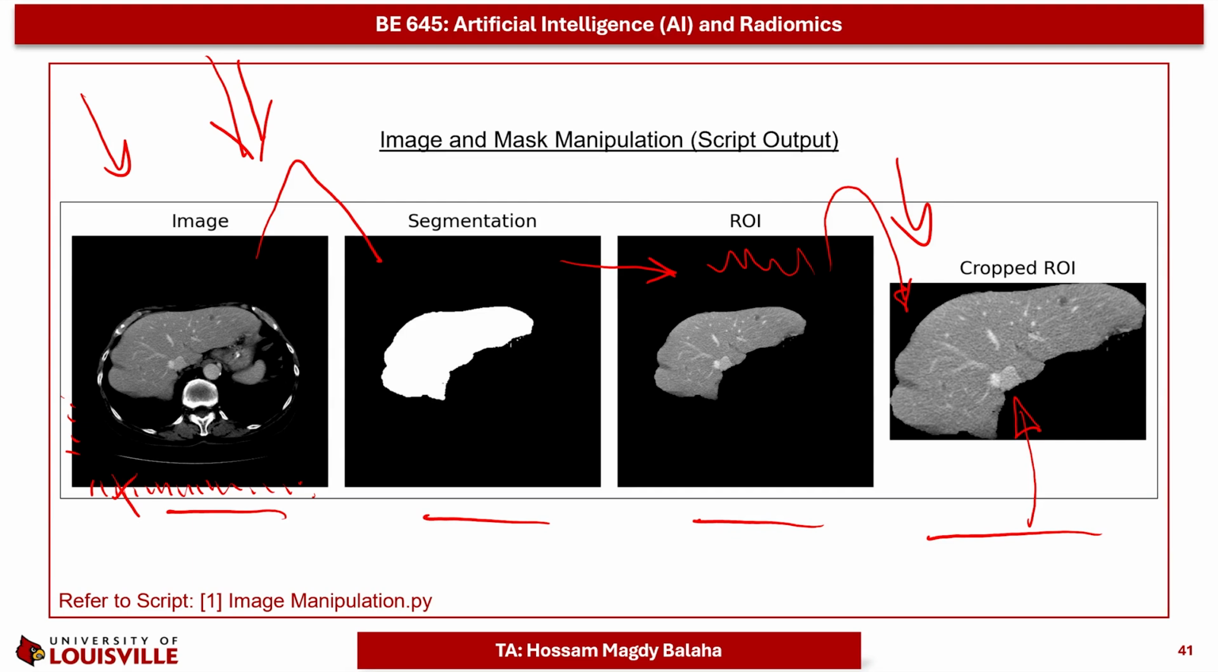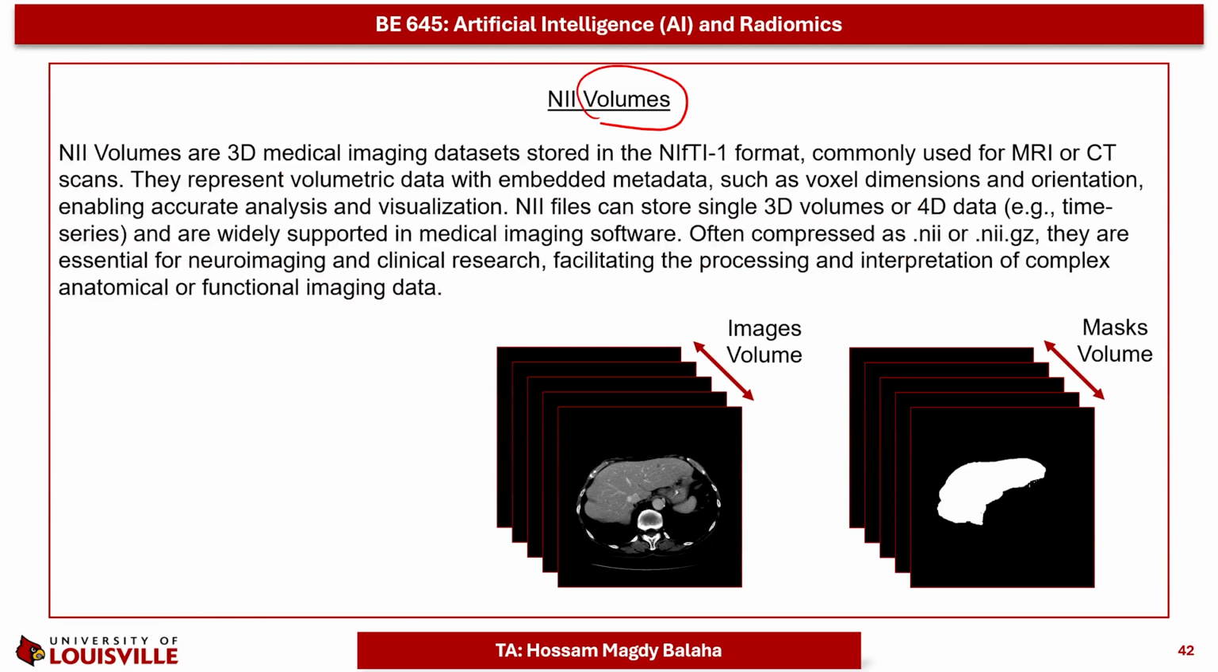What about a volume? Simply, a volume here means multiple images or multiple frames. A common type in radiomics and the medical field is called NII volumes, which are 3D medical imaging datasets stored in the NIfTI format, commonly used with MRI and CT scans. It stores the volumetric data, such as what you are seeing here, with embedded metadata, such as patient information, voxel dimensions, and orientation, and opening it requires special software that supports this format. To know that a file is an NII file, you will simply find that extension. So if you find a volume that ends with .nii, then this means it is an NII volume, extracted with an MRI or CT scan, for example, and contains a 3D volume, which consists of multiple frames or multiple images.